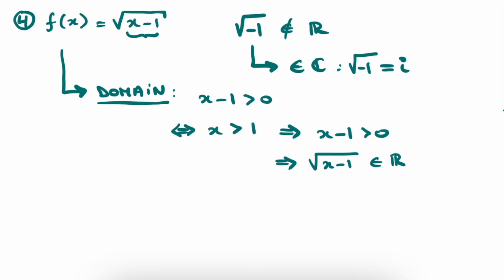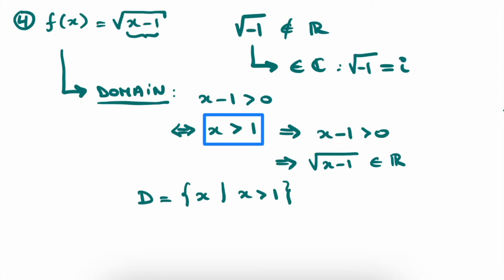And just like that, we found our domain. Simply any x that is larger than 1. Because for these x's, the square root will return a real number. So we find that the domain is equal to the set of all x's for which x is larger than 1. And this is our domain.